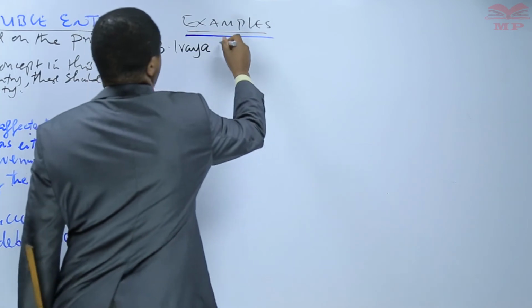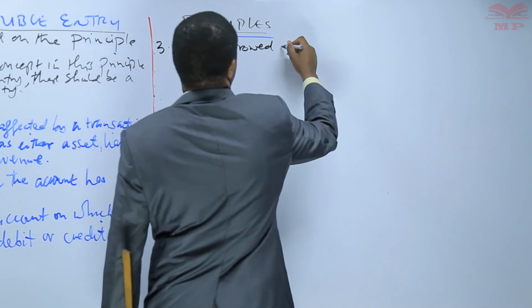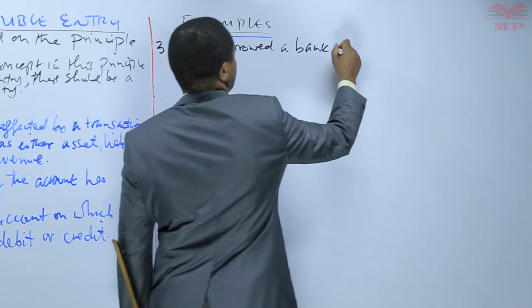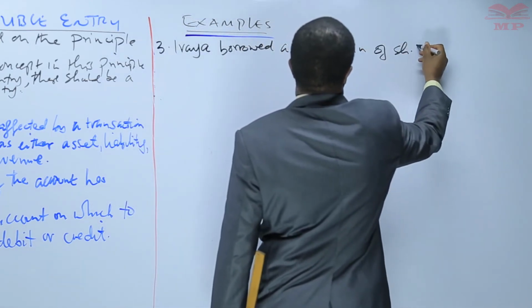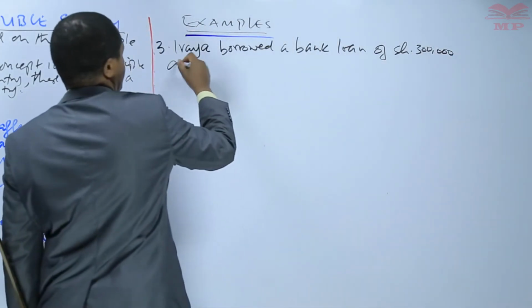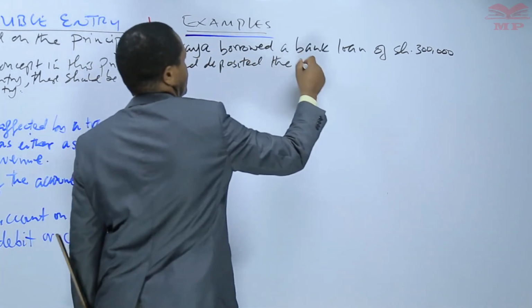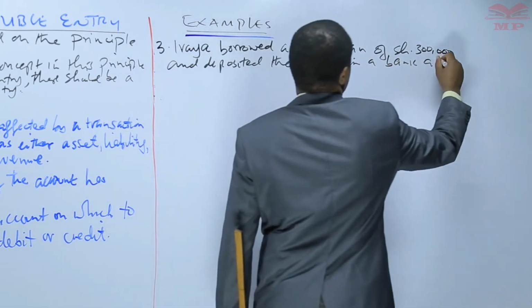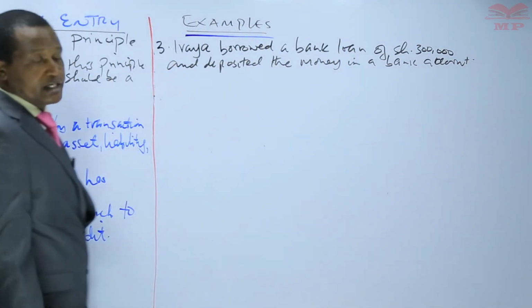Iraya borrowed a bank loan of shillings 300,000 and deposited the money in a bank account. Deposited all the money in the bank account.